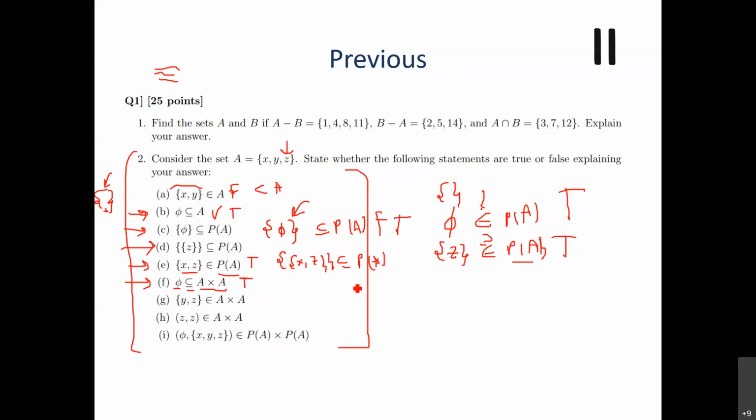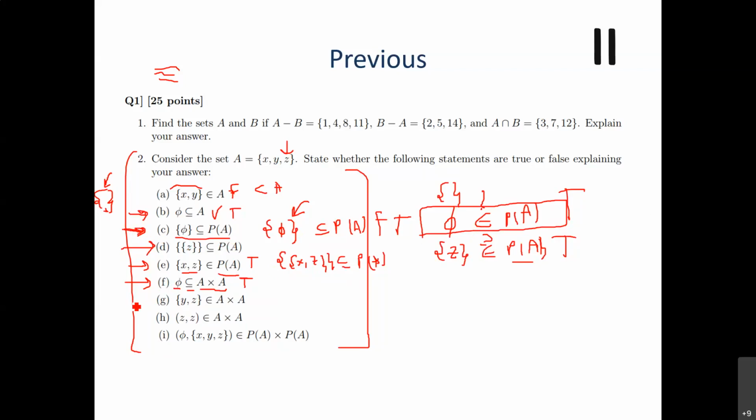So we never have phi as an element alone. Yes, we do, as in part C. When they asked us, is the set containing phi a subset of P of A, it's like they were asking us, does phi belong to P of A? So here phi was treated like an element. Okay, so it's according to the context. Exactly. All right. Thank you. Welcome.